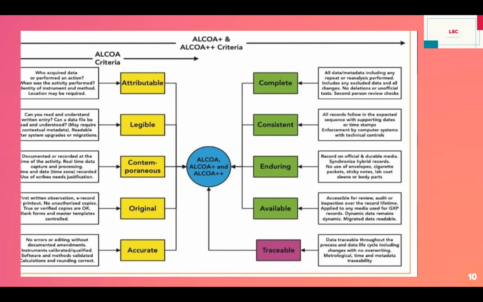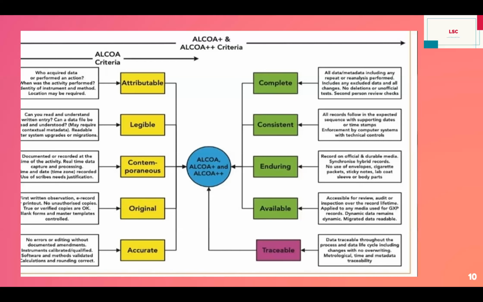So what is the plus? Plus is complete, consistent and enduring. Complete means all the things are available, metadata and all. You can see this picture. You can refer to this picture and diagram for the complete information about ALCOA and ALCOA plus, because I am taking this picture from the media.